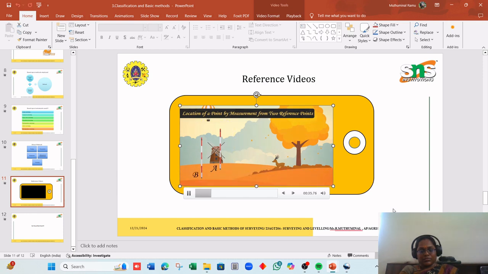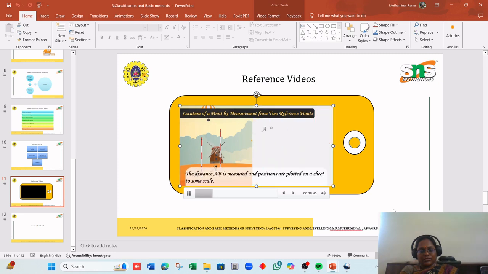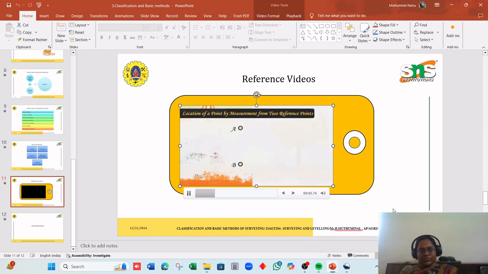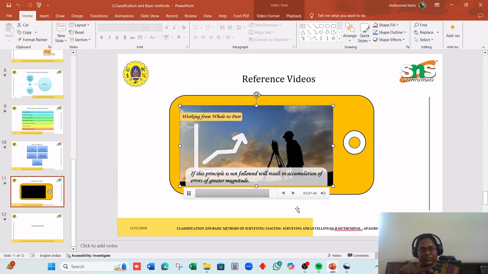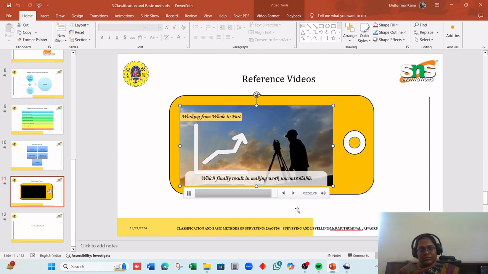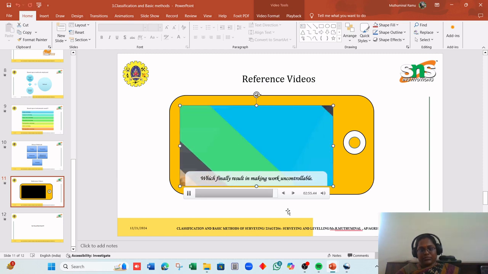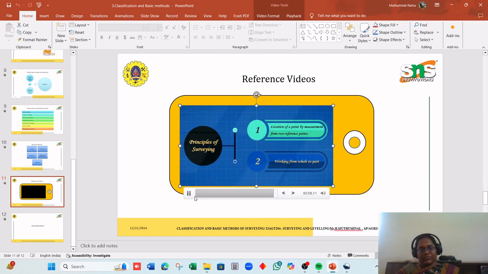Let A and B be the reference points on the ground. The distance is measured and the positions are plotted on a sheet to some scale. Thus, these reference points A and B are used for fixing the relative positions of the other points. Let the other point be C, which can be located by different direct methods. Method 1, the distances AC and BC. Not following this will result in accumulation of errors of greater magnitude, which finally results in making the work uncontrollable. These are the principles of surveying.